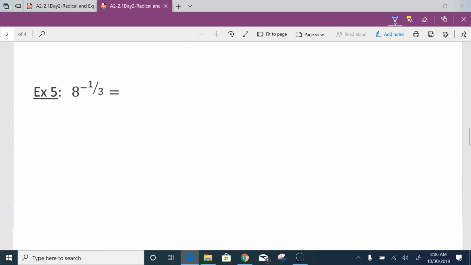It really is. Now for example 5, we introduce the idea of a negative exponent fraction. Not a big deal. Here's the big idea.